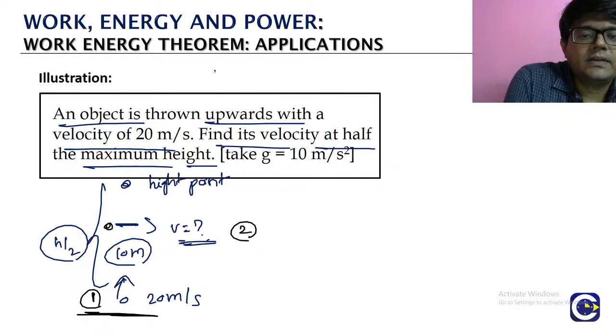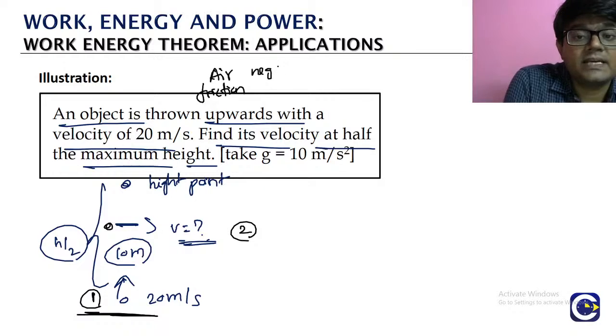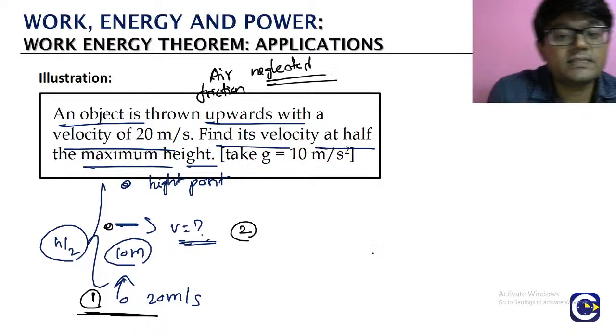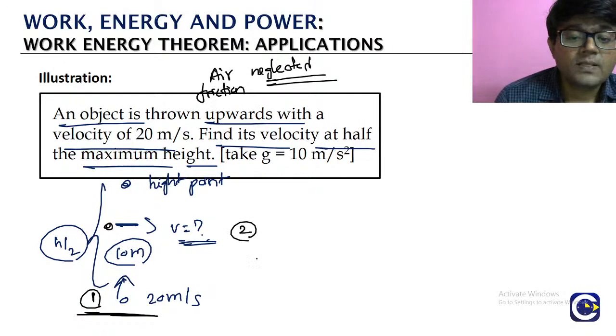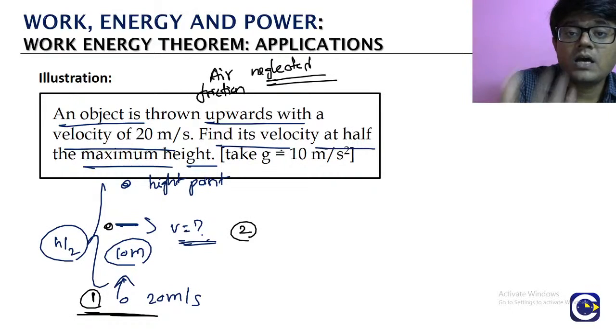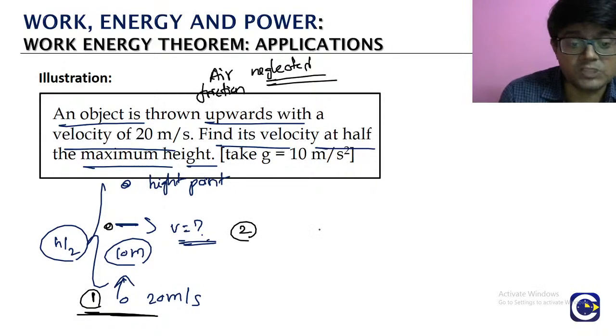So here, air resistance: generally when they are not talking about air resistance, we have to consider that it is neglected. So air resistance is what? Neglected. Air resistance neglected means the work done by the non-conservative forces and external forces is 0. So we will have the conservation of total mechanical energy principle.